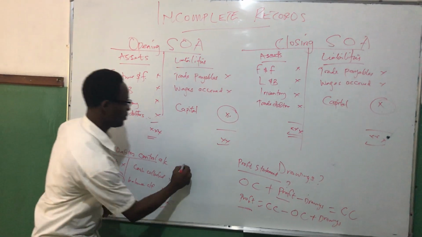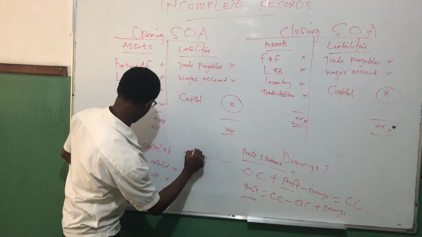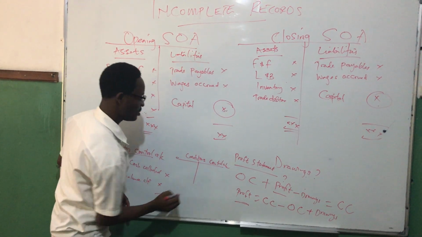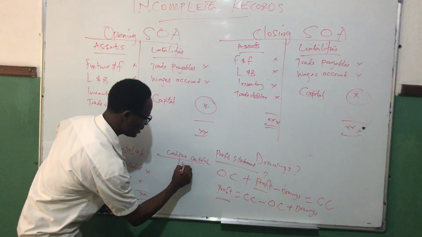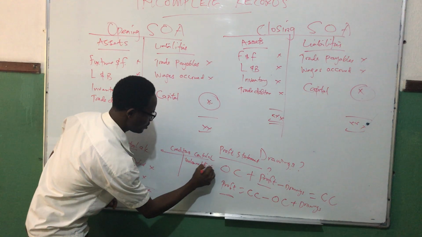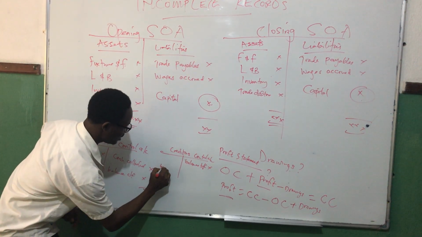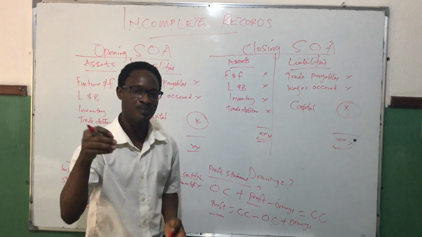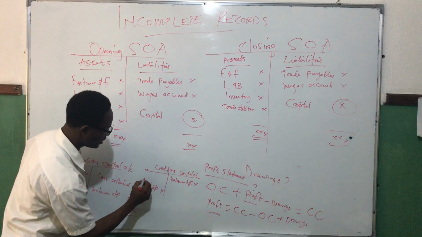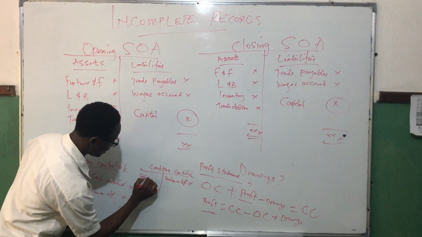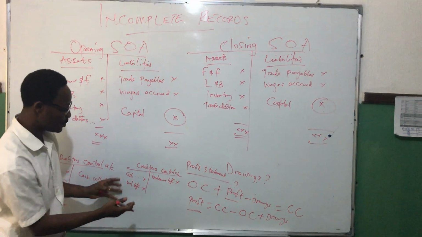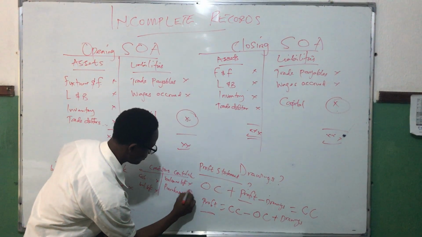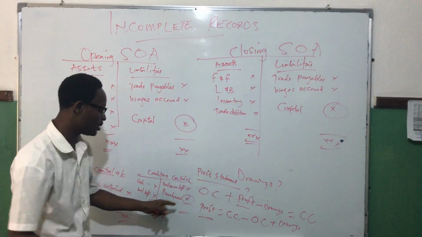Now, we do the same thing to get purchases by preparing creditors control account. Opening creditors is in the credit side, balance brought forward. Closing creditors is in the debit side. Cash book will very likely show the amount of cash paid to suppliers, which will be in the debit side. Cash to suppliers. The difference between this debit side and the credit side is the purchases, which is not given in the question.